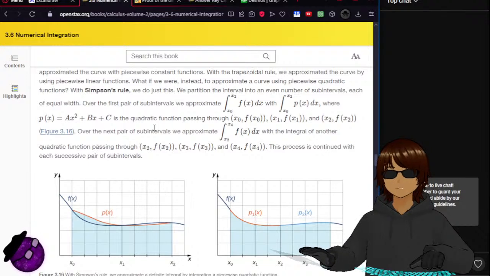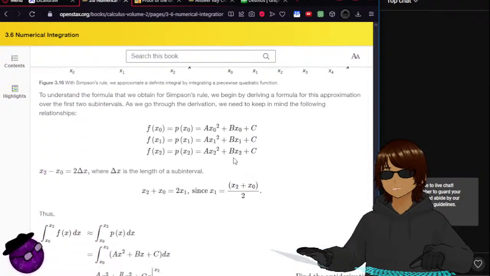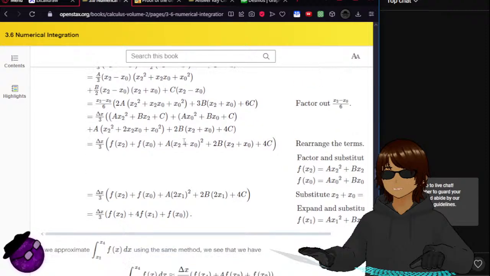Now the next pair of subintervals, we approximate this with the integral of another quadratic function passing through these 3 points. This process is continued with each successive pair of subintervals. This is going to take really long.